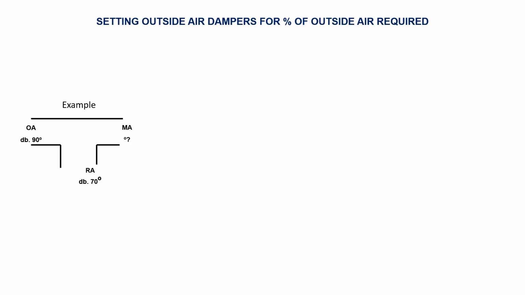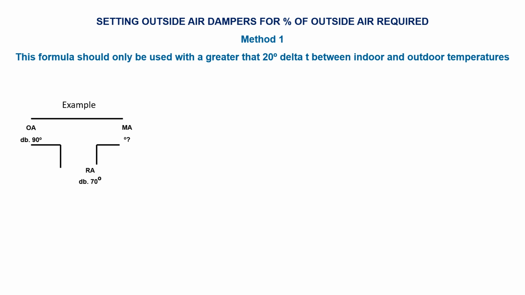There are two methods for setting outside air dampers for the correct percentage of outside air required. Method number 1. This formula should only be used with greater than 20-degree delta T between the indoor and outdoor temperatures. We will use the example on the left for the indoor and outdoor temperatures. The problem is to adjust the outdoor air for 20%. Therefore, the return air will be 80%.